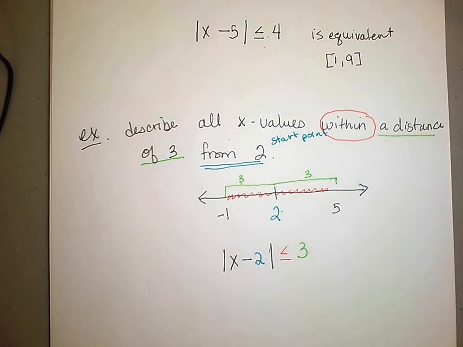So if they'd said without or outside of, then we would be talking about numbers outside of here, and we would want this distance to be greater than or equal to. Okay, so that is a lot of information that's very important for you to know.